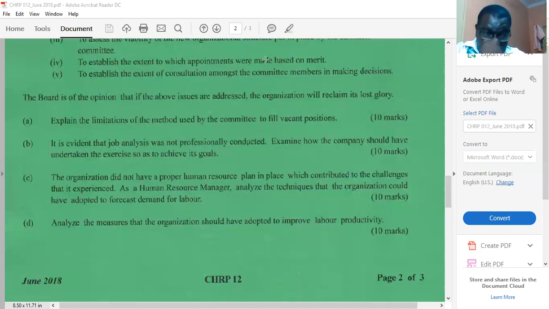Question B. It is evident that job analysis was not professionally conducted. Examine how the company should have undertaken the exercise so as to achieve its goals. Job analysis has been done, but it was not professionally conducted so as to yield the desired results of a job analysis. So examine how the company should have undertaken the job analysis exercise so as to achieve its goals. Attempt.